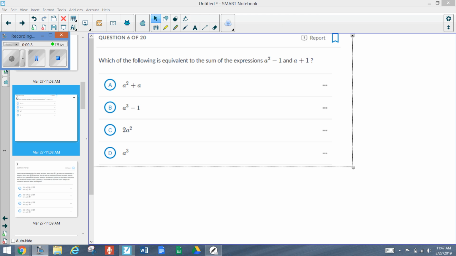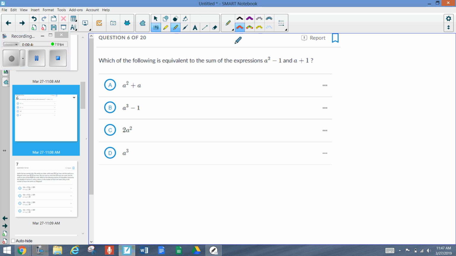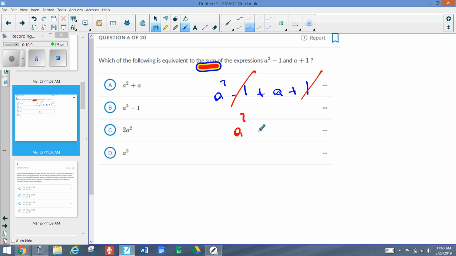All right, this is question number 6 on the practice SAT. Circle the question. What is it? Sum of the expressions. We're going to find the sum. It's the hardest question in the test, right? There are two expressions, and we're going to add those. So plus and minus cancel out. Answer is a squared plus a.